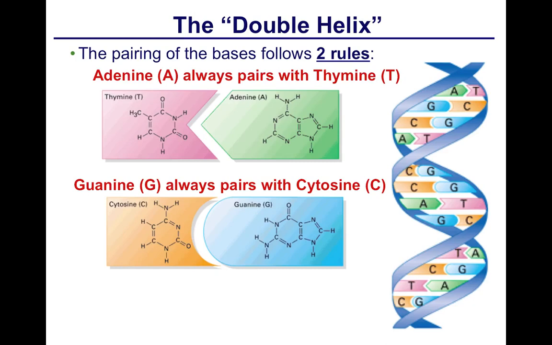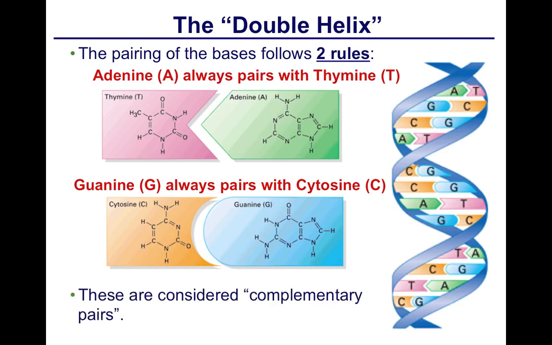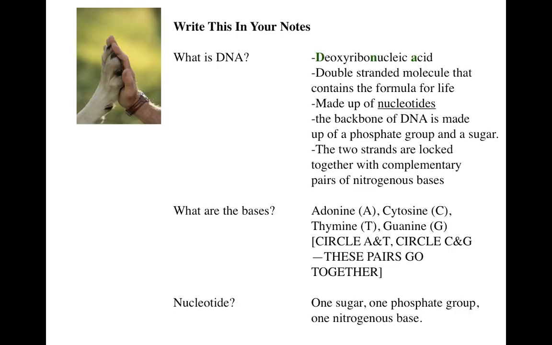Those are your nitrogenous bases. And guanine and cytosine always pair together, and those are your two other nitrogenous bases. So your bases are A, T, C, and G. You just got to get used to those four letters because they're going to come up a lot this unit. Adenine, thymine, guanine, and cytosine. And so if you look to the right at the double helix, again, you'll see the A's and the T's are always paired together, and the C's and the G's are always paired together. And we call those complementary pairs.